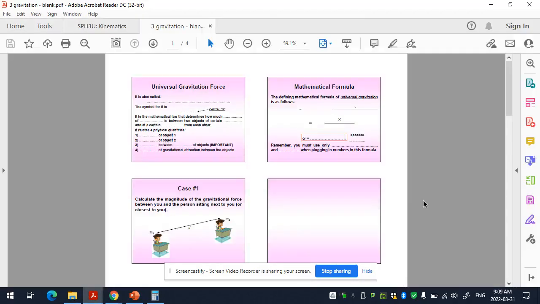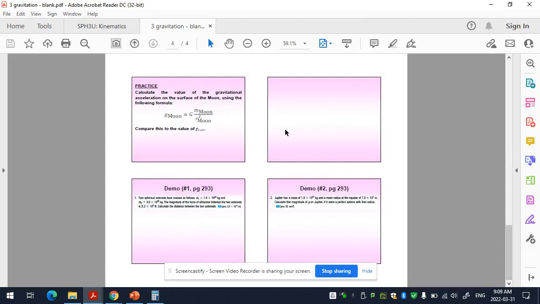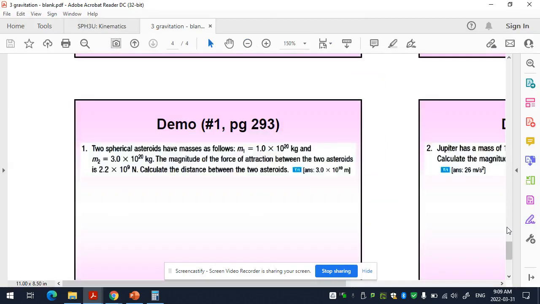Okay, Noura, can you read the problem about the 2 asteroids? What are they asking you for? How far must they be from each other to have that much attraction between them? Question for you. Did they give you the diameter of the asteroid?